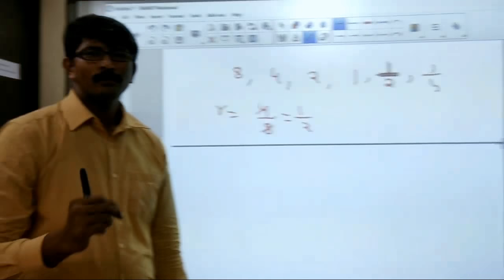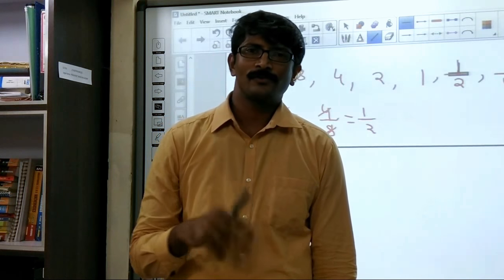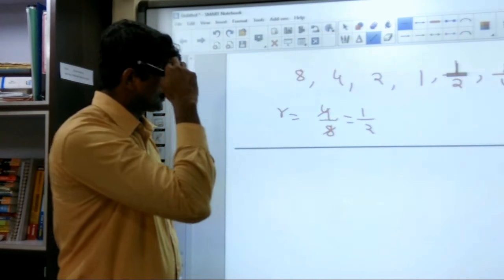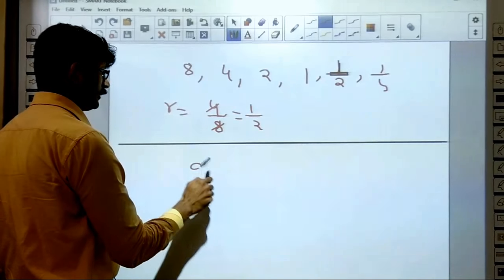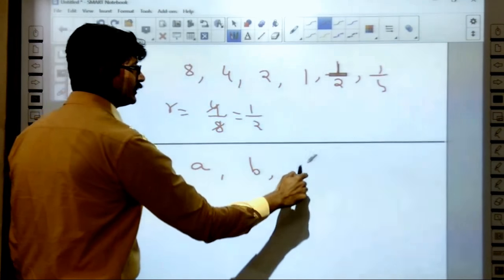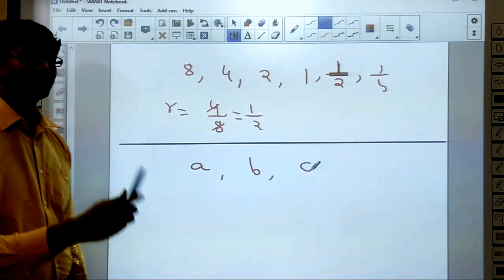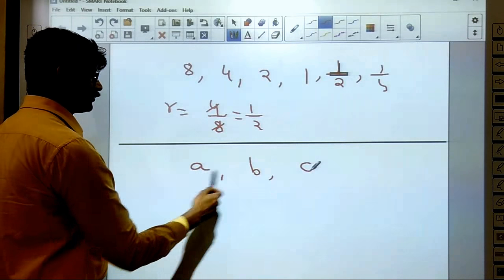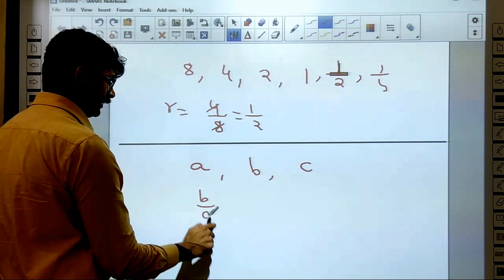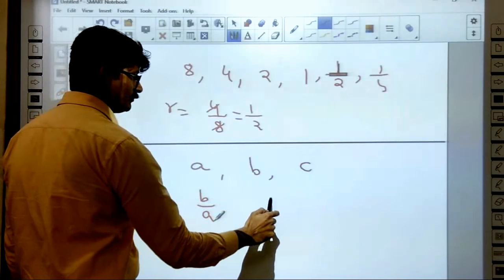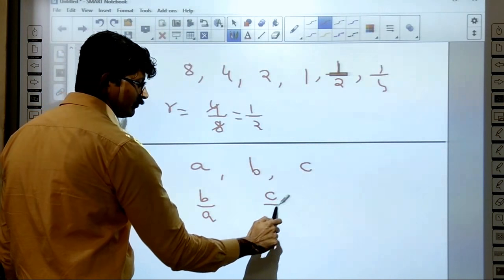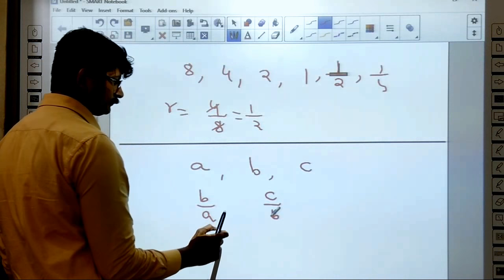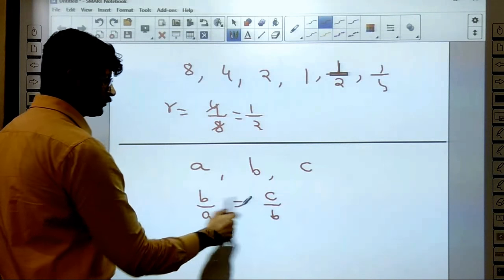Suppose we know there are 3 numbers which are in GP. Let's say the first number is A, the second number is B and the third number is C. Students, understand: what will be the common ratio in these 2 terms? B by A. And what will be the common ratio in these 2 terms? Succeeding term divided by the preceding term, so C by B. And these are supposed to be equal, isn't it?